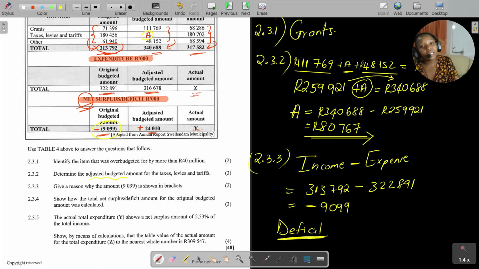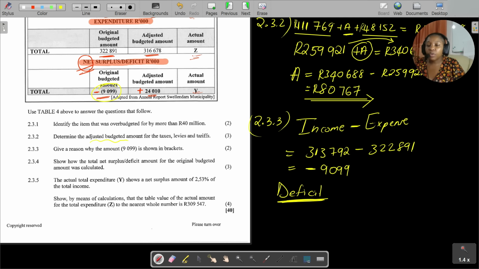So that is why this value is in brackets, because it's a deficit. Okay, so that is why it's put in brackets. If it was a positive, it would just mean there's a surplus, we've got more of. But if it's a negative, it means that we are short of that amount. Cool. Let's have a look at question 2.3.4.